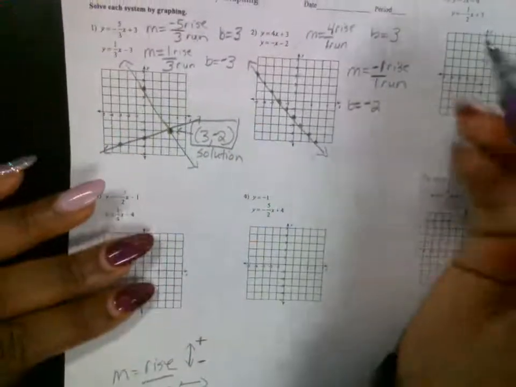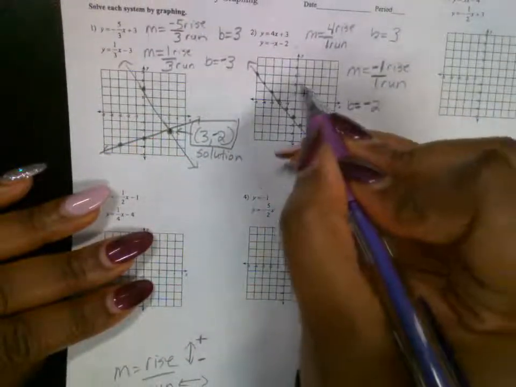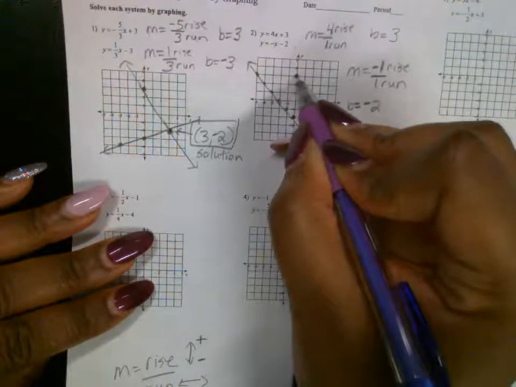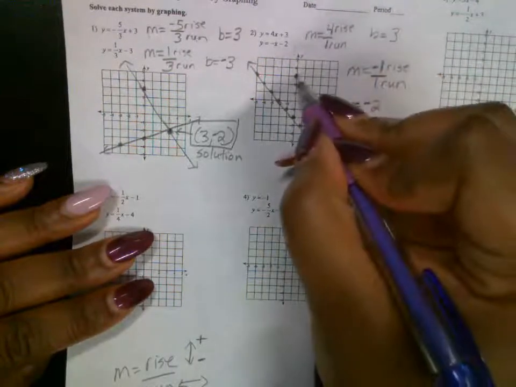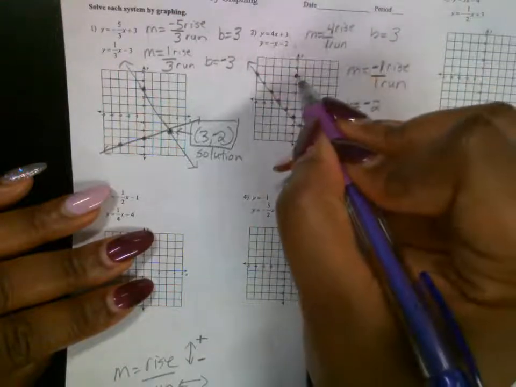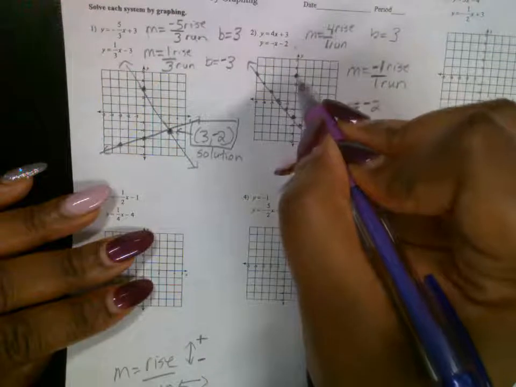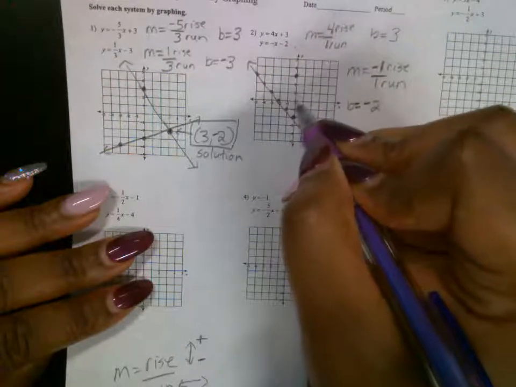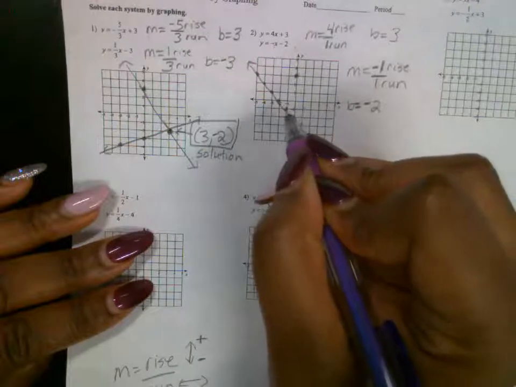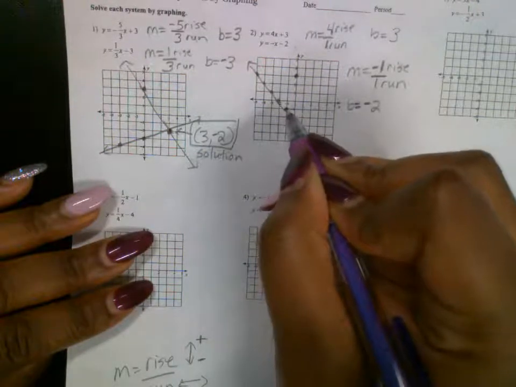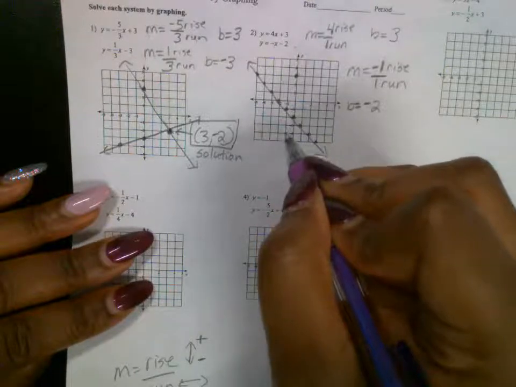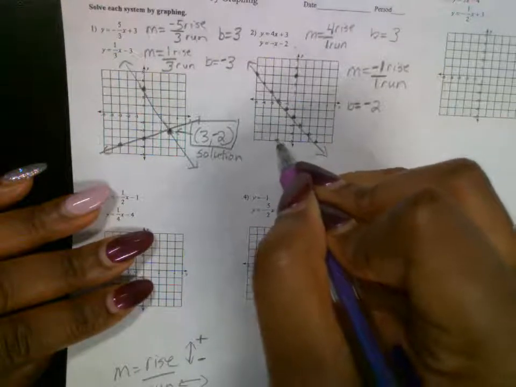All right, here we go. Let's try this one again. +3 is here. Up 4, 1, 2, 3, 4 is not enough space. So let's go backwards. Instead of going up 4, go down 4. 1, 2, 3, 4. Instead of going to the right, which we did, we're supposed to go to the left. Down 4, left 1.